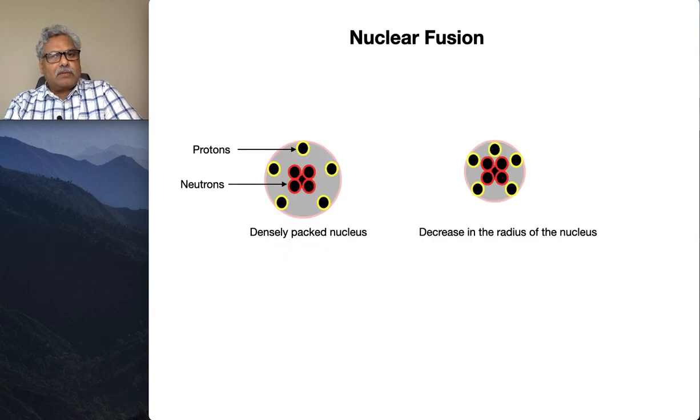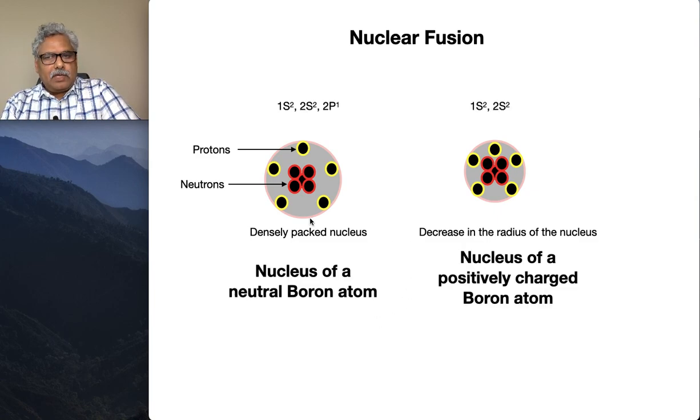So let's look at the picturization of this scenario. This is the neutral atom of boron. This one has P1. We remove the P1, this last electron, from this atom. So the electron configuration becomes 1s2 and 2s2.